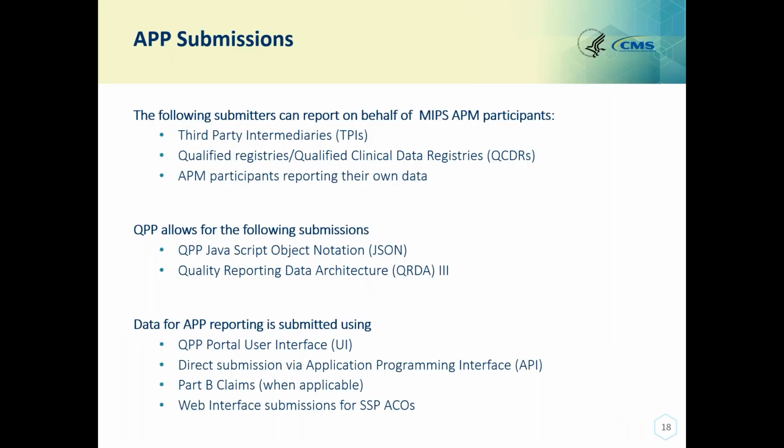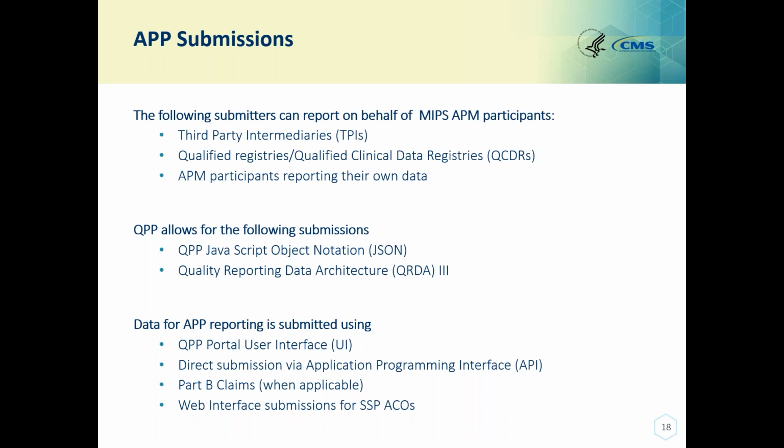So who can actually submit to the APP? I think Brittany mentioned earlier that MIPS APM participants can report to the APP at the individual, group, or APM entity level. However, it is required for SSP ACOs.